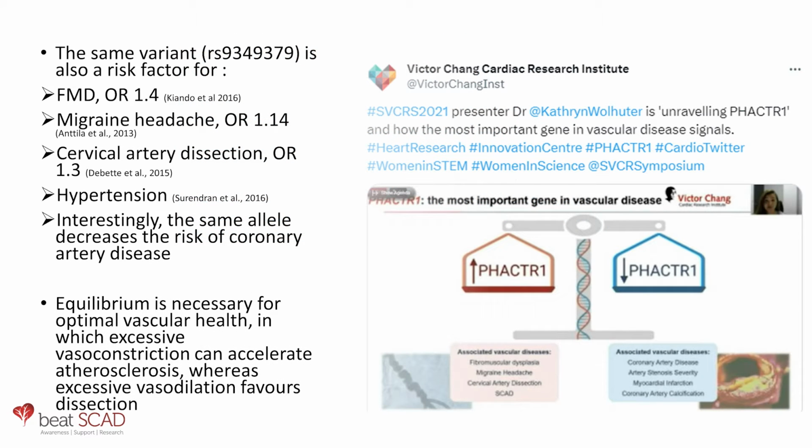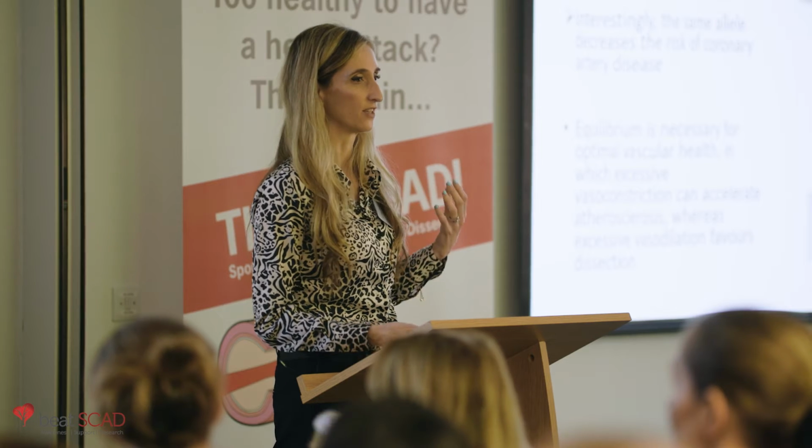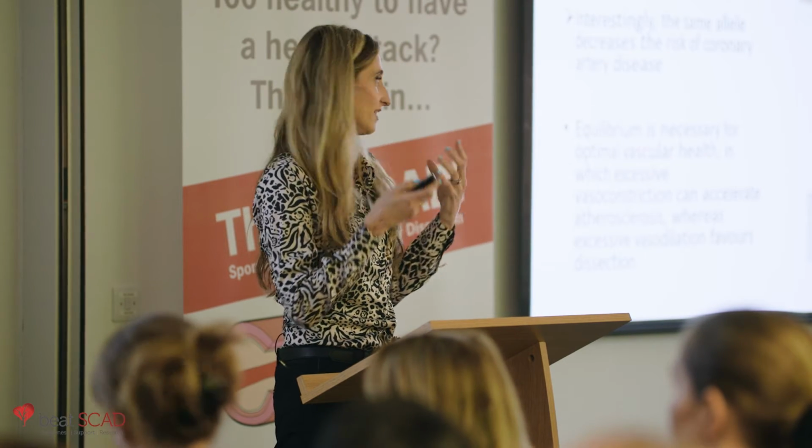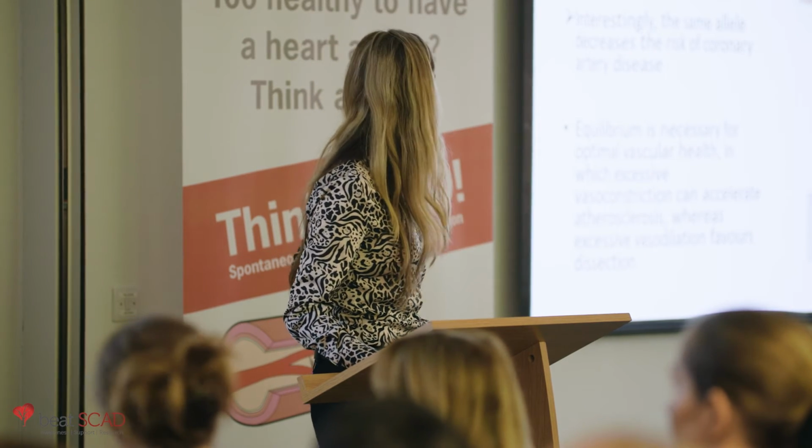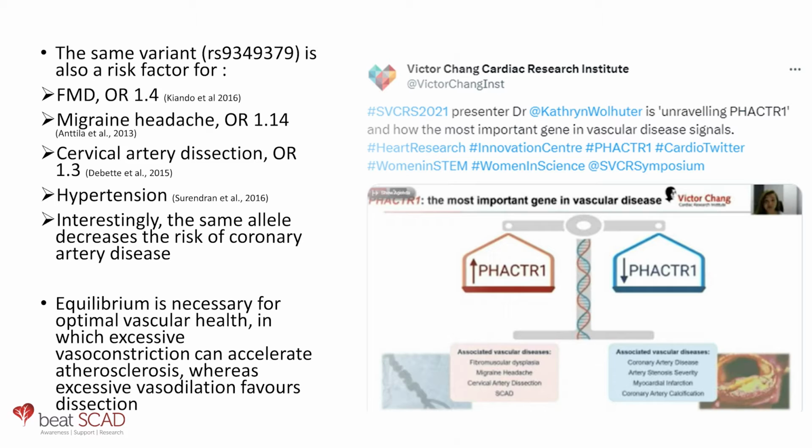But why is this gene of interest? So I took this from Twitter because I thought it quite nicely explained that you do need some equilibrium in any genes that aren't quite working as they're supposed to. So this particular gene variant puts you at slightly higher risk, possibly, of not just SCAD, but of FMD that we've mentioned, but also of migraines, also of cervical artery dissection. So that's in the neck artery dissection.